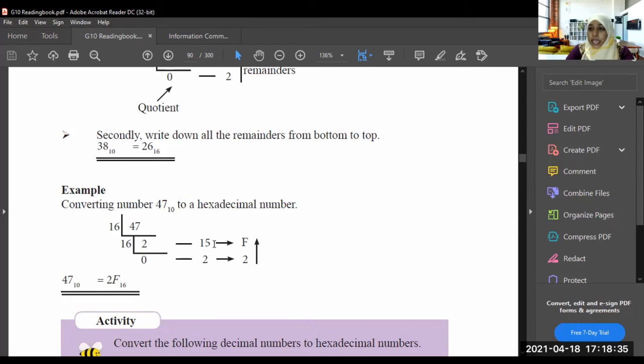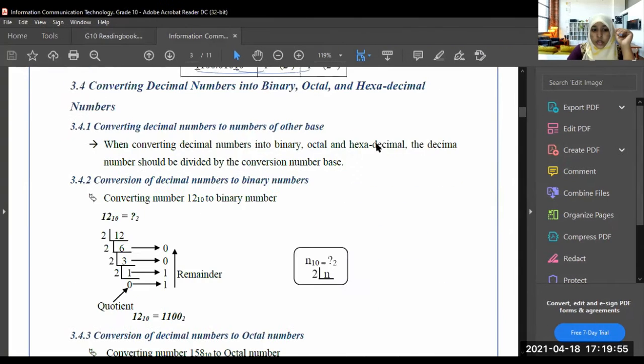But in hexadecimal, there is no number or character called 15. You know that, right? So instead of 15, we should use the letter F. That is the importance here, right? Again, how many 16s within 2? No, the remainder is 2. So the answer is 2F base 16. So this is the thing we have learned today.